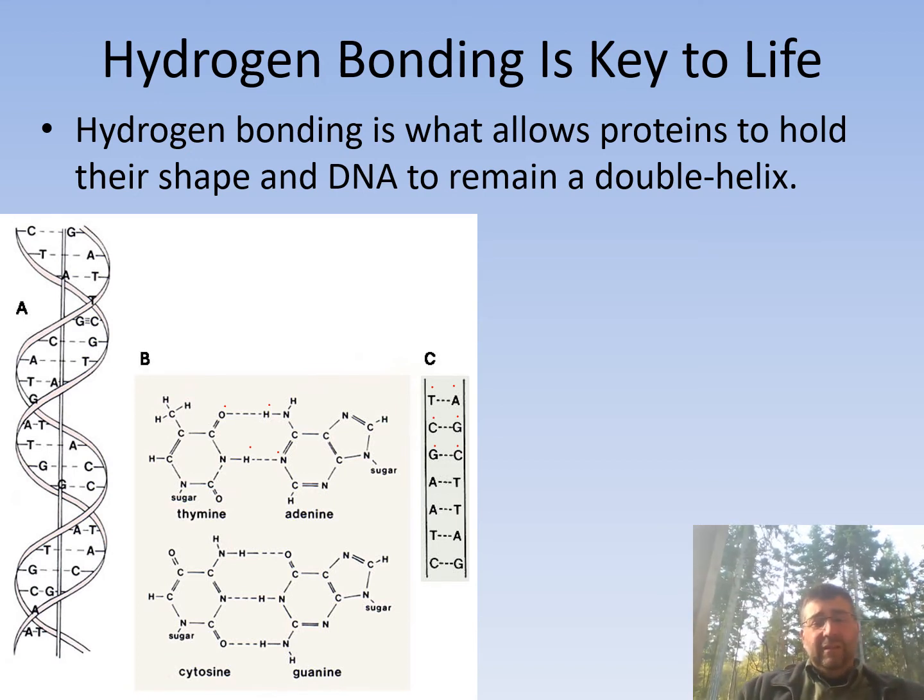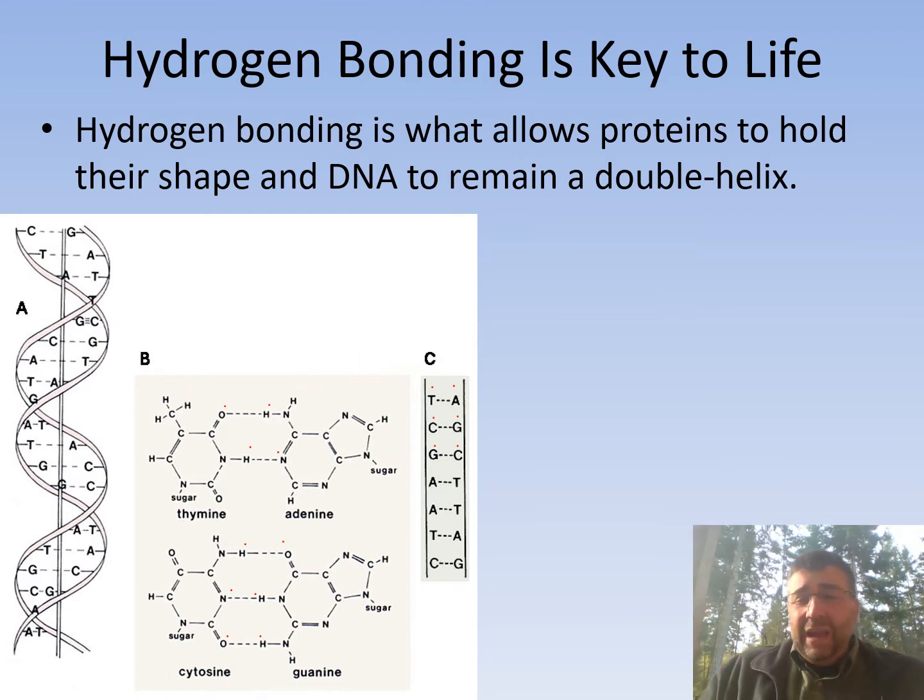In the case of cytosine and guanine, you end up with three hydrogen bonds: hydrogen to oxygen, nitrogen to hydrogen, oxygen to hydrogen. And so it's these hydrogen bonds that hold that double helix in place and hold your DNA together.